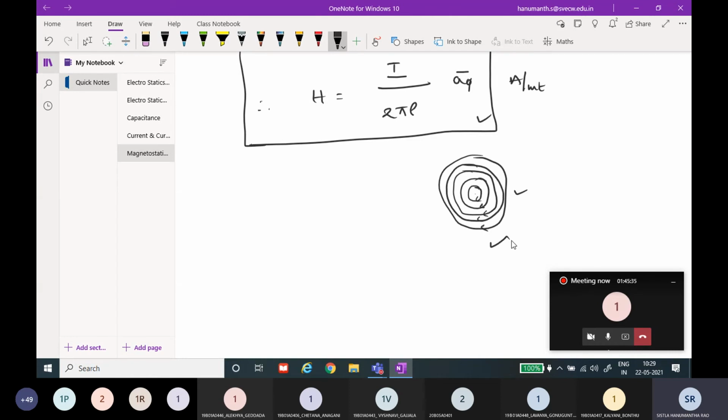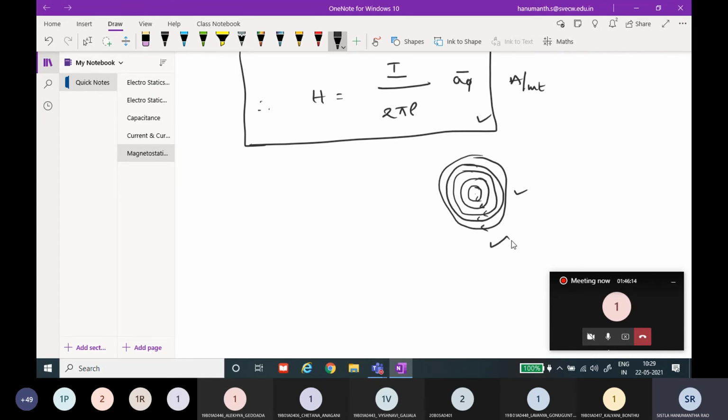Once again, I will repeat that second point. The direction of H is along phi. By observing the above equation, what is that? The magnitude of the magnetic field intensity is not a function of phi and z, and it varies inversely as the distance from the filament, or it is inversely proportional to rho. You can write like that also.